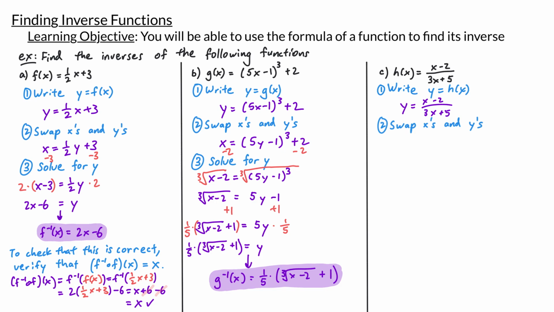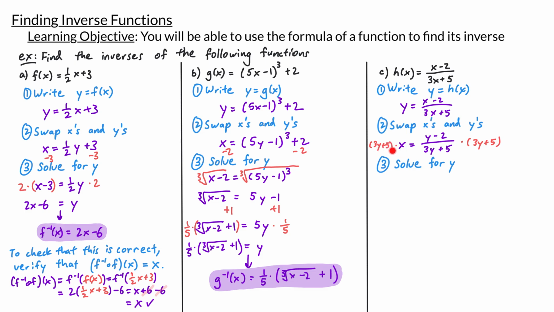Next, we swap the x's and y's in our equation. We have x equals (y minus 2) divided by (3y plus 5). Our last step here is to solve for y. Now, when we have an equation involving fractions, typically what I like to do is get rid of the fractions by multiplying both sides by the denominator. So let's multiply the right-hand side by 3y plus 5, and also the left-hand side by 3y plus 5.